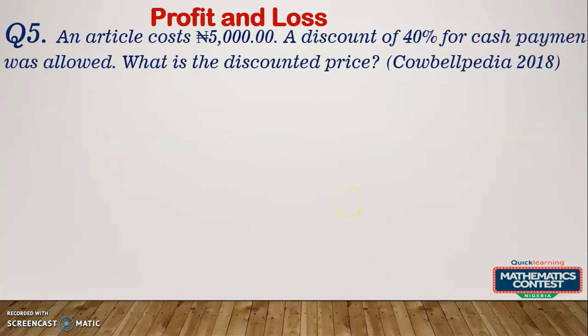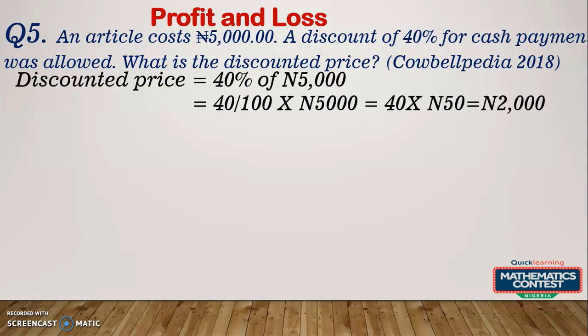The next question is, an article costs 5,000 naira. A discount of 40% for cash payment was allowed. What is the discounted price? To get the discounted price is 40% of the original price, which is 40% of 5,000, and that will give us 2,000 naira. So the discounted price is 2,000 naira.